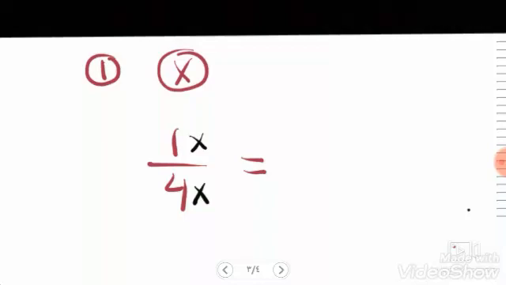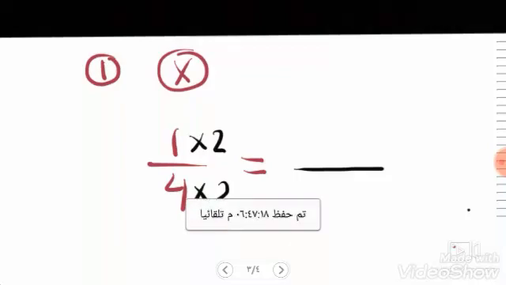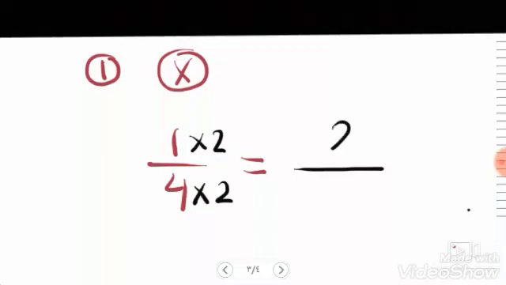If I change the numerator, I have to make the same change in the denominator. So I will multiply by 2 and I multiply by 2. And why 2? Because it's a simple number. Why did I take 2? Because it's a simple number and I can remember the multiplication table for 2. So 1 multiplied by 2 equals 2 and 4 multiplied by 2 equals 8. So 1/4 equals 2/8. Let's do another one.